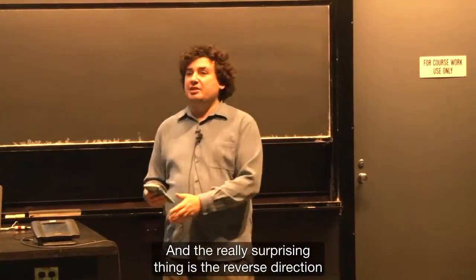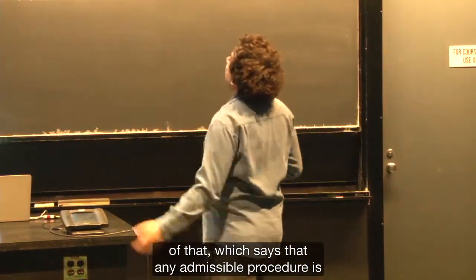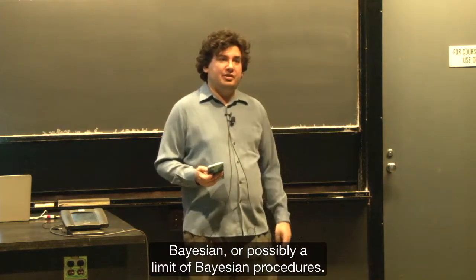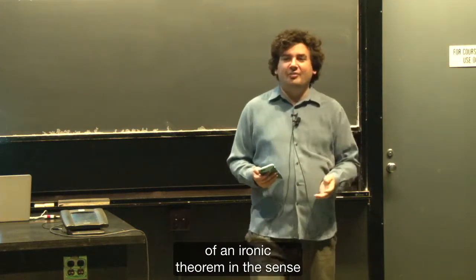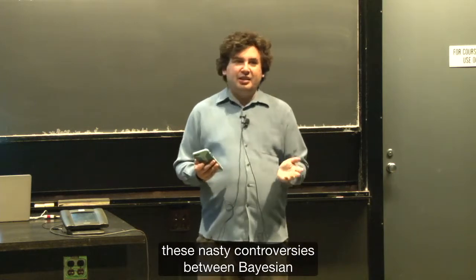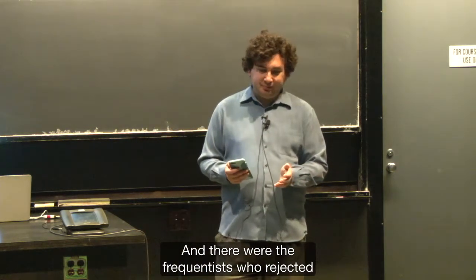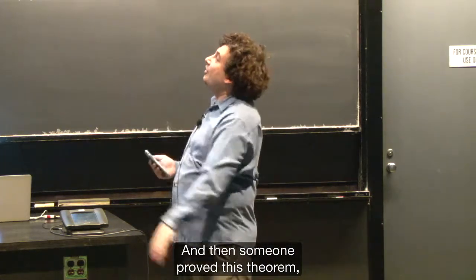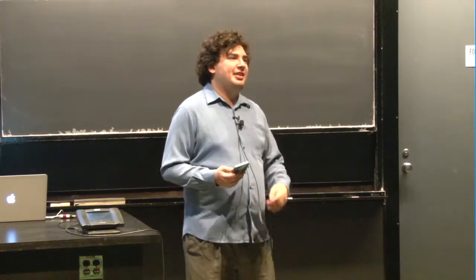And the really surprising thing is the reverse direction of that, which says that any admissible procedure is Bayesian or possibly a limit of Bayesian procedures. It's kind of an ironic theorem, in the sense that there used to be these nasty controversies between Bayesians and frequentists, and there were the frequentists who rejected any kind of Bayesian thinking. And then someone proved this theorem, which says that if you want to be admissible, you have to be Bayesian.